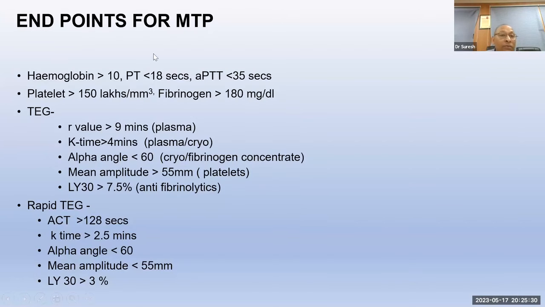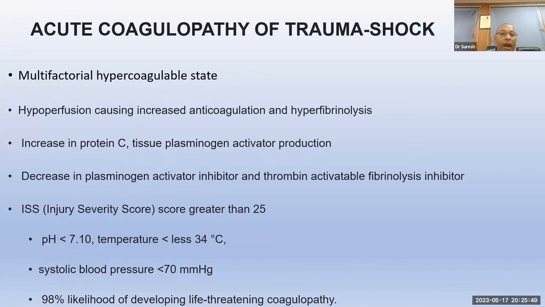The endpoints for massive transfusion are hemoglobin more than 10, PT less than 18 seconds, platelets more than 150 thousand. TEG, the various values associated with blood products, and ABG are the cornerstones of good OR management: plasma, cryo, fibrinogen concentrates.